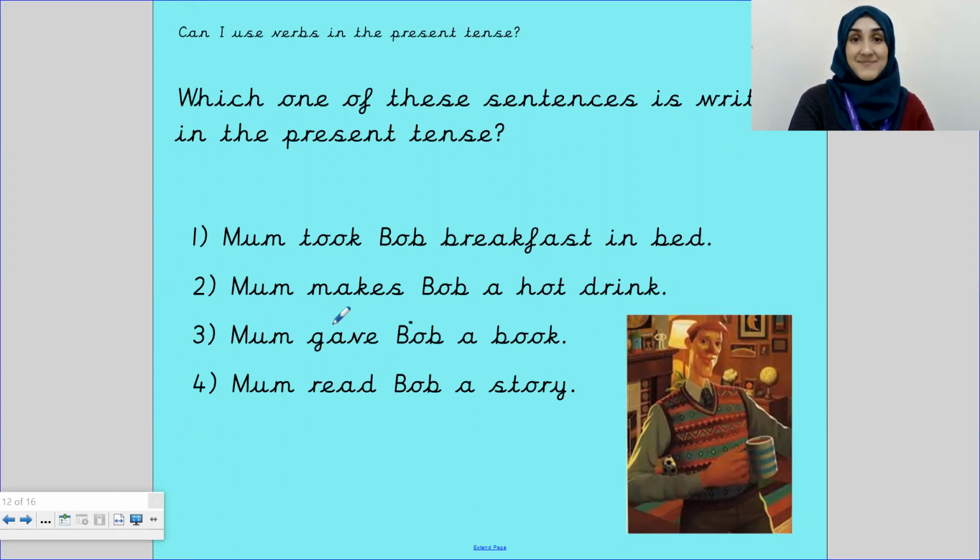Show me your fingers. Fantastic, you got the hint. It is, of course, number 2. And the word that tells us it is written in the present tense is makes with a s on the end.